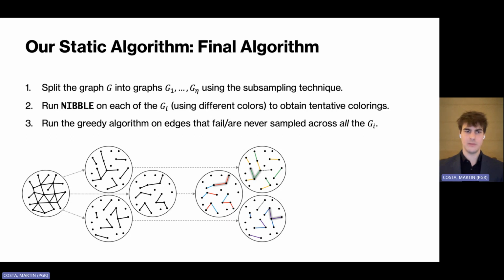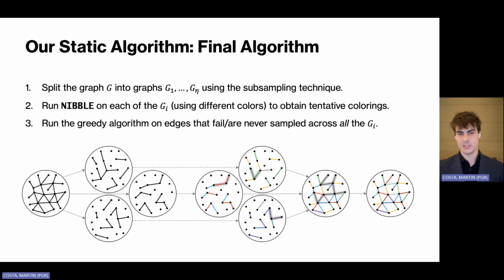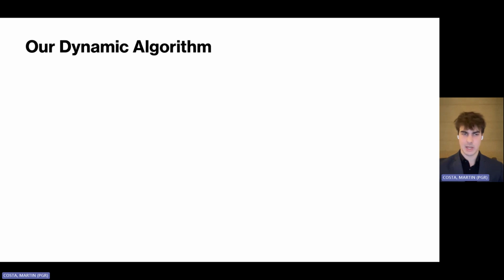And then we basically take the union of these graphs and their colorings. And then we take all of the edges that failed across any of these independent Nibble algorithms that we're running on all of these G_i, and all of the edges that were never sampled to be colored. And we just take the union of all of these and we just run a greedy algorithm on all of these things together. And this is how our algorithm works, okay? And as long as delta is sufficiently large in order to ensure that all of the concentration bounds are able to go through, this will produce a (1+epsilon)delta coloring, and it can be implemented efficiently to run in linear time. Okay, so this is how our static algorithm works.